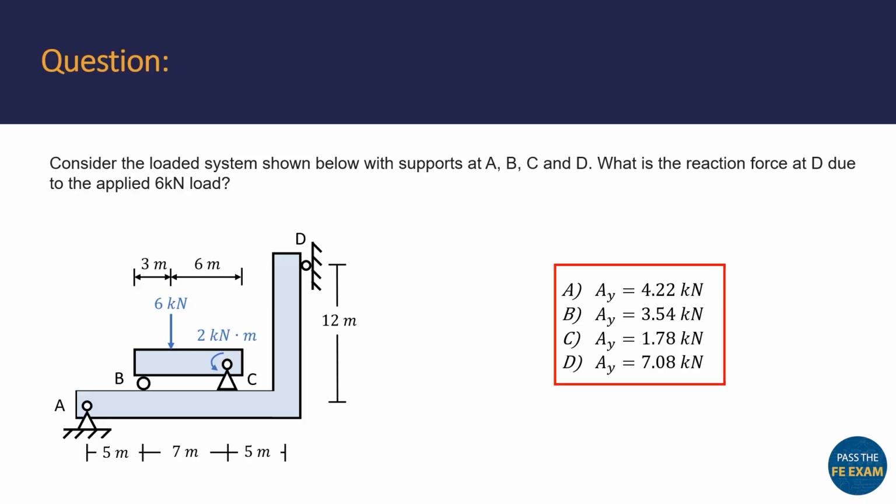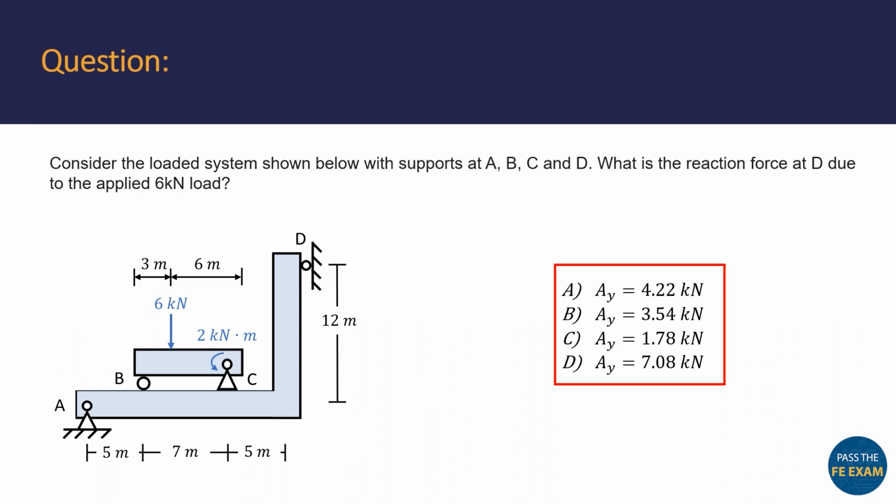In this question, we are given a diagram showing two structures connected and supported by a series of pins and rollers at A, B, C, and D. A concentrated 6 kN load acts on this structure, causing reactions at these supports. And this question specifically asks us to determine the support reaction at roller D. We are given 4 possible correct answers ranging from A to D.